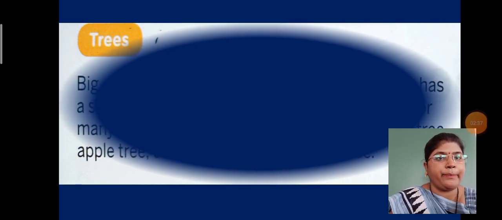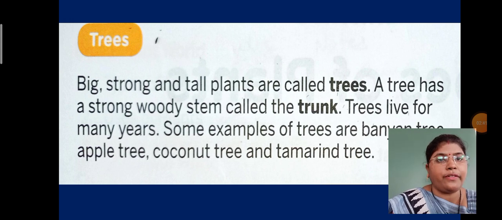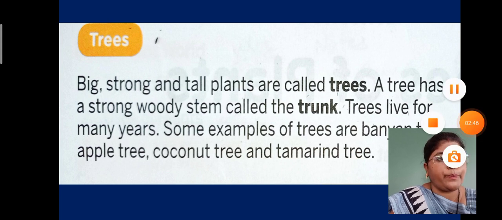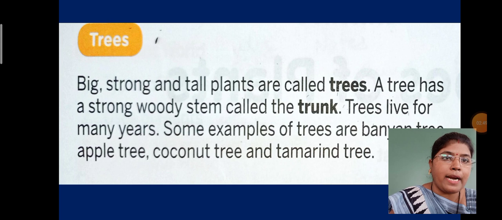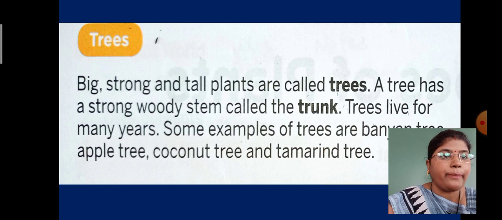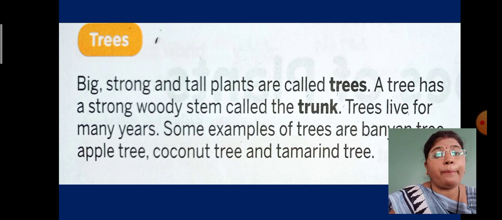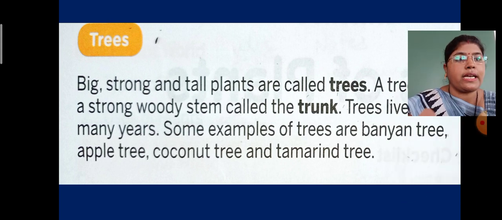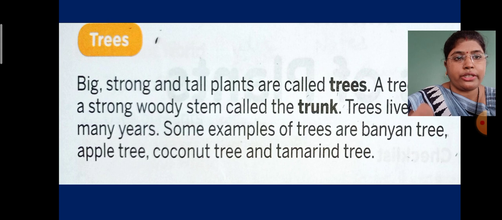Let us see the next point, that is trees, the different types of plants. First of all we are discussing trees. Big, strong and tall plants are called trees. A tree has a strong woody stem called the trunk. Trees live for many years. Some examples of trees are banyan tree, apple tree, coconut tree, tamarind tree, neem tree and sagwan tree, and so many more trees are there.